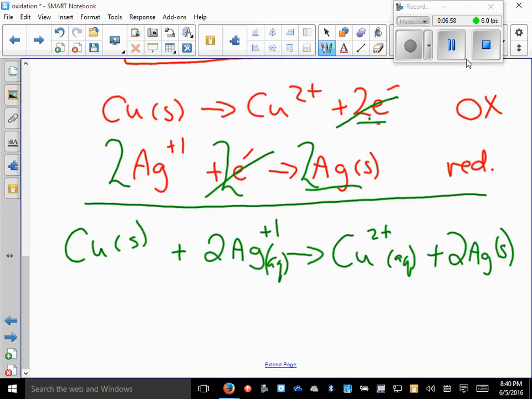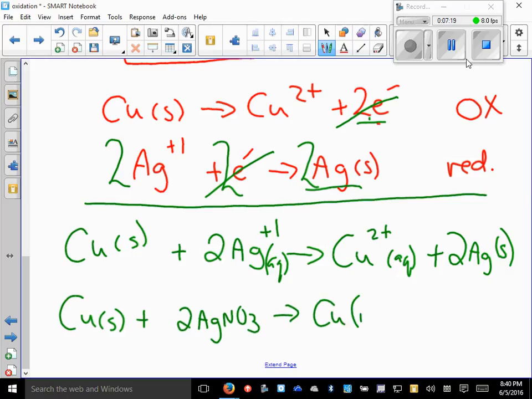Okay, now those spectator ions, those NO3s that I didn't include before, I need to put them back in. Okay, so Cu solid plus 2 AgNO3 goes to Cu(NO3)2. That 2+ means there's going to be a number right there, plus 2 Ag. From our original equation, I saw what was aqueous and what was solid, so I'm just going to quickly copy those down.